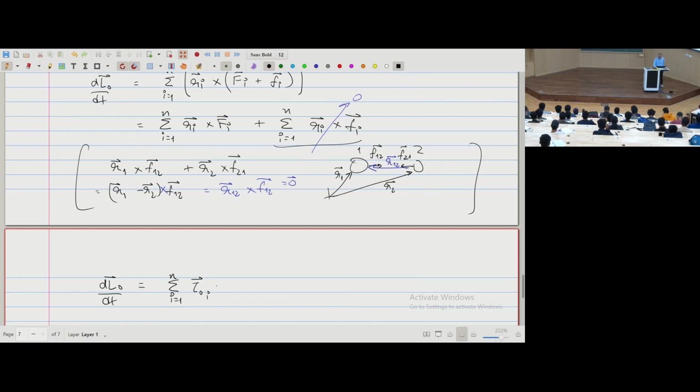So we'll have to stop here, because if I start with the next topic, it will take some time. The next topic was center of mass.